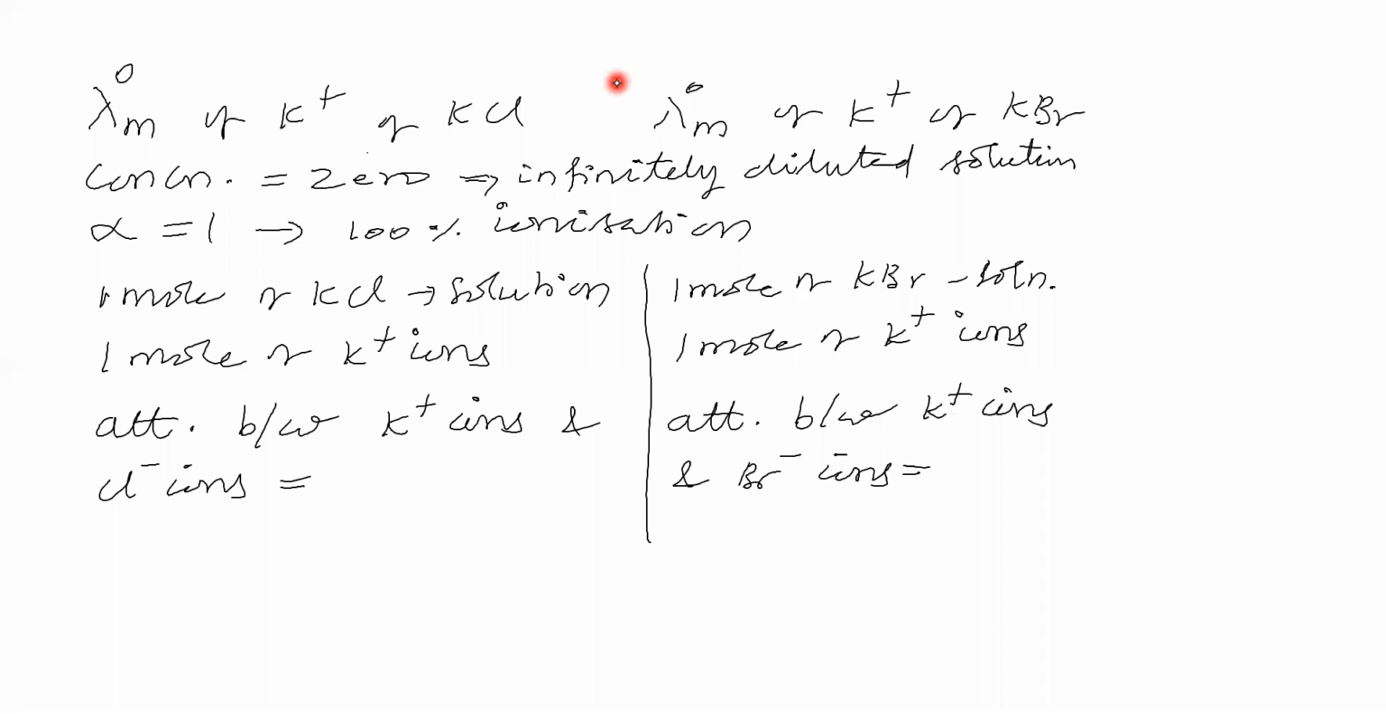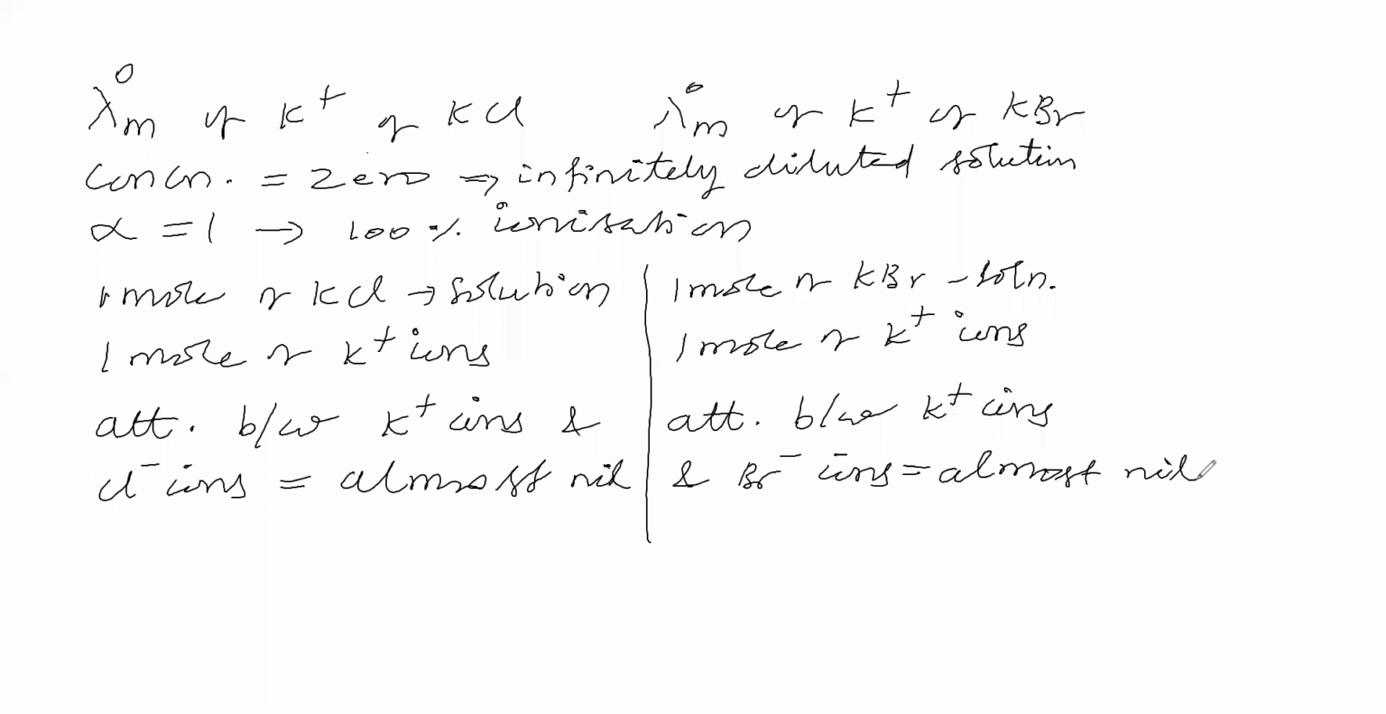Under that condition, how will the attraction between K plus ions and Cl minus ions be? How will this magnitude be, you think? Similarly, you see the magnitude here. Now what do you say about this magnitude and this magnitude? Shall we say that there is a magnitude here, or there is no magnitude? The magnitude is almost nil. Attraction magnitude is almost nil.